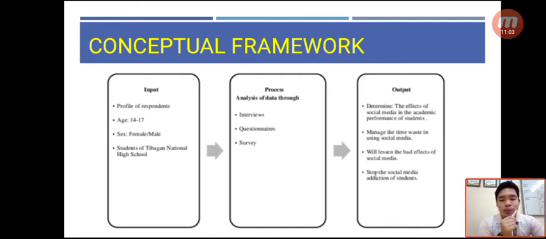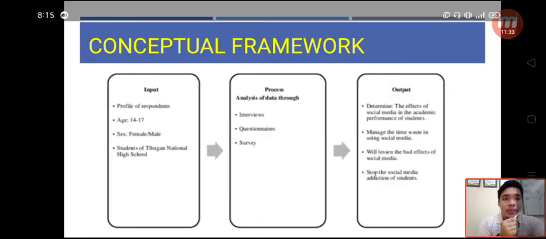So, meron po siyang tatlong process, the input, process, and output. Input, yun yung profile of the respondent. The process, kung sino or ano yung gagamitin mo para makuha yung data. And then the output, kung ano yung sa tingin mo ay magiging result ng inyong research. So, the output, it is the result of your research output.